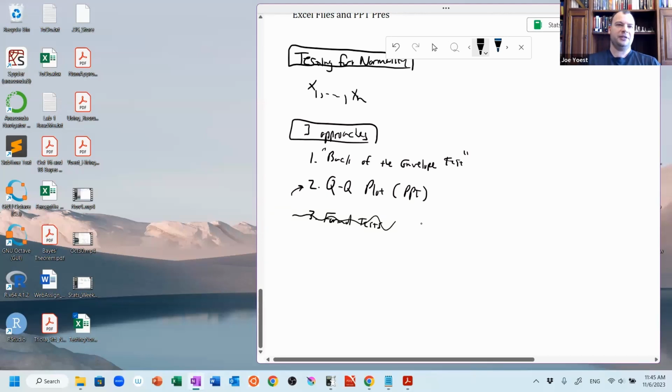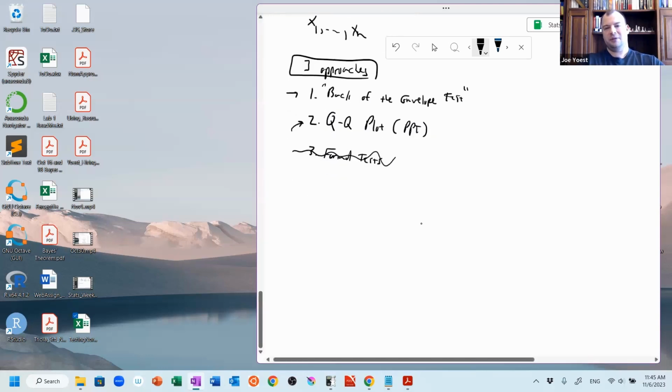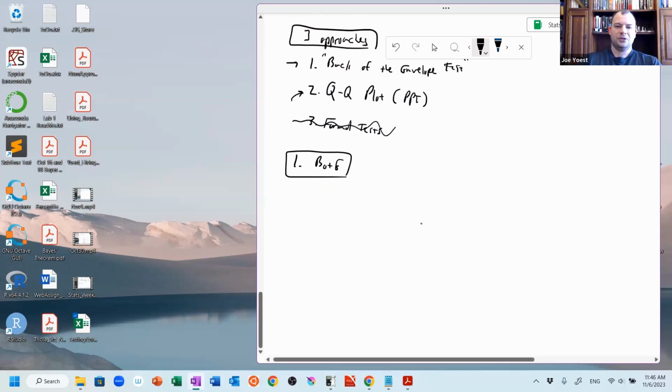I'll briefly give an idea of what a formal test structure might look like when we talk about the QQ plot. But for right now, we're going to focus on this back of the envelope test idea. So what's the idea of the back of the envelope test? Well, the logic goes this way. If the population is normal, then I expect the following.